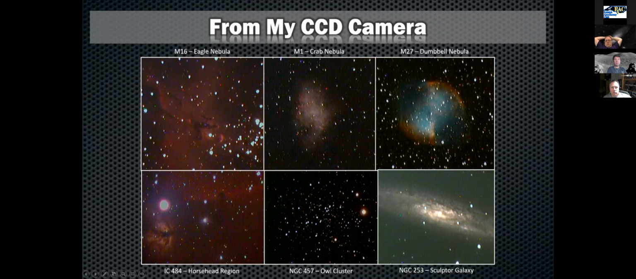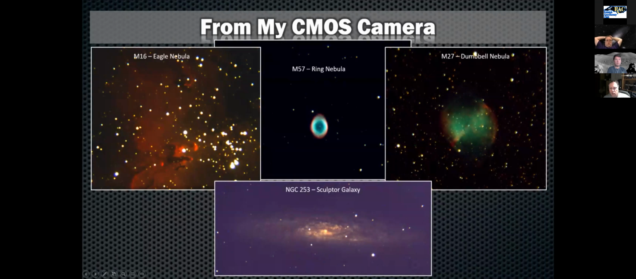Then I upgraded to the CMOS camera. Now we're talking minutes instead of seconds to develop those views. But quite frankly, I much prefer the observing that I get with the CMOS camera. So again, trying to replicate a few of those: here's the Eagle Nebula, the Ring, the Dumbbell, and the Sculpture Galaxy. Definitely, the image quality, I don't think you can compare, but it does take a little bit longer to capture.